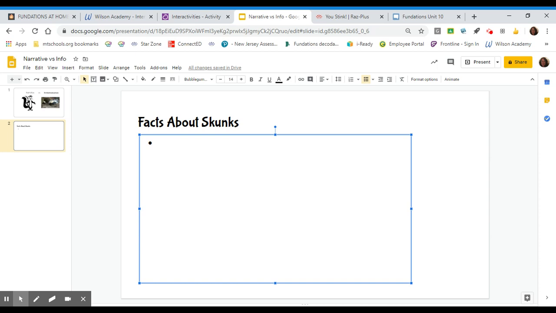Can you remember? Where do skunks live? According to the text, skunks live in North and South America. I'm going to increase my font size.